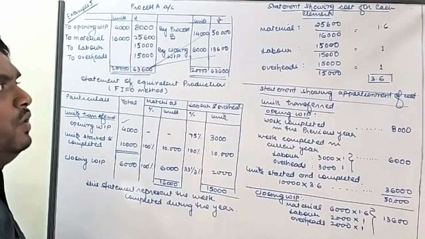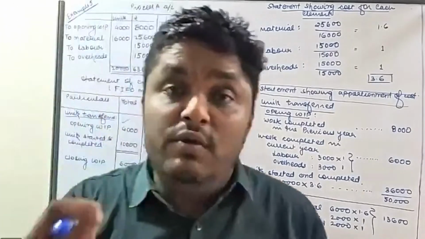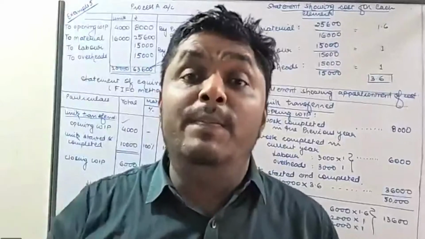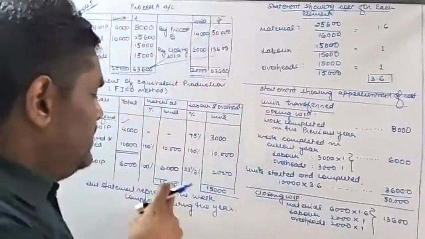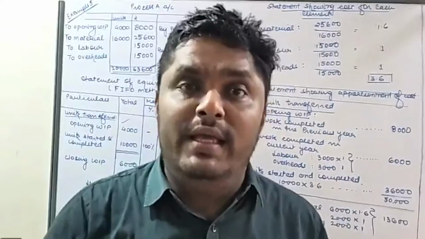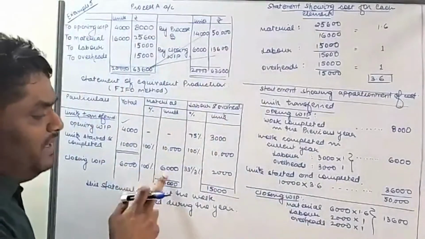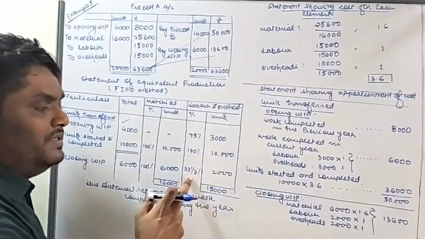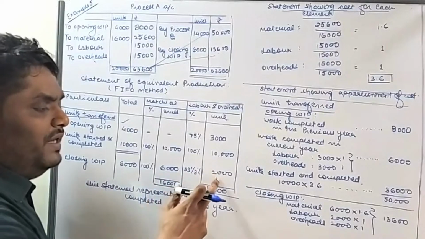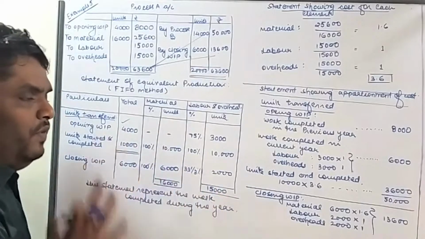Now, when talking about closing work in progress, we have 6,000 units. And where are these 6,000 units from? From the inputs that are made during the year, the fresh inputs. So the work completed represents the work that is done during the year. So for 6,000 units, 100% work was completed during the year for material. And for labor and overheads, it is only 1/3 of work, that is 2,000 units. So this is how we got this equivalent number of units.